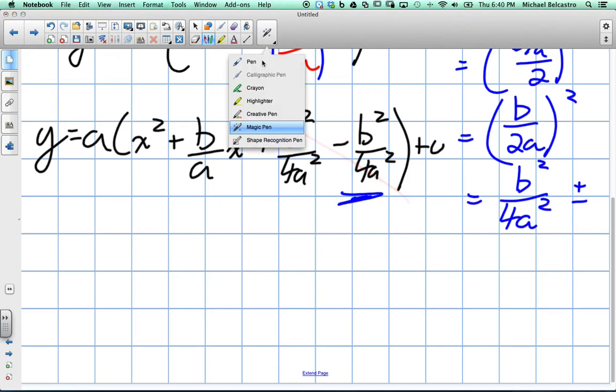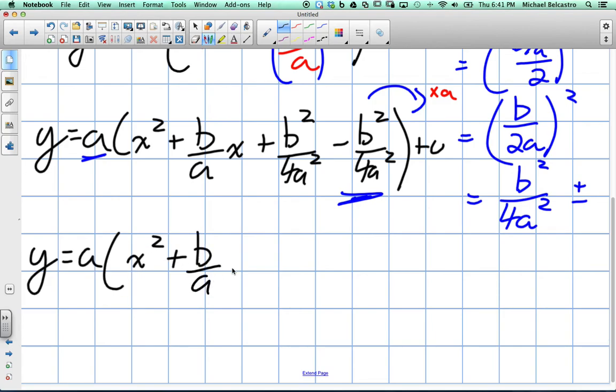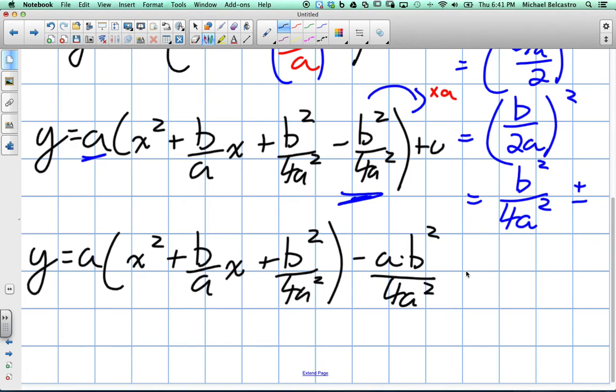So the next step normally is to take the negative value outside of the brackets, and when you do that, you need to multiply it by the a term. So we've got to multiply it by a. When it comes outside the brackets, we get y is equal to a, x squared plus b over a times x plus b squared over 4a squared. And when it comes to the outside, it becomes negative, and remember, we multiply by a. So a times b squared over 4a squared, plus c.